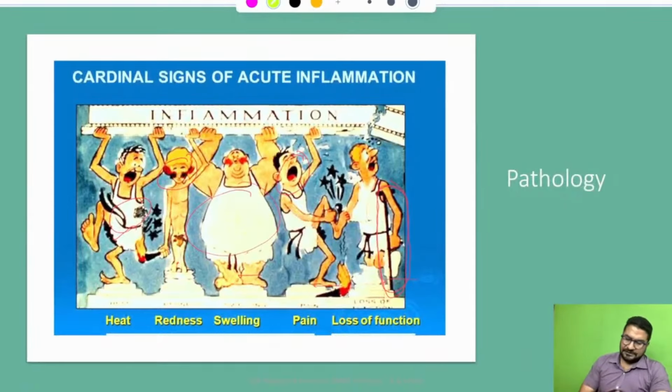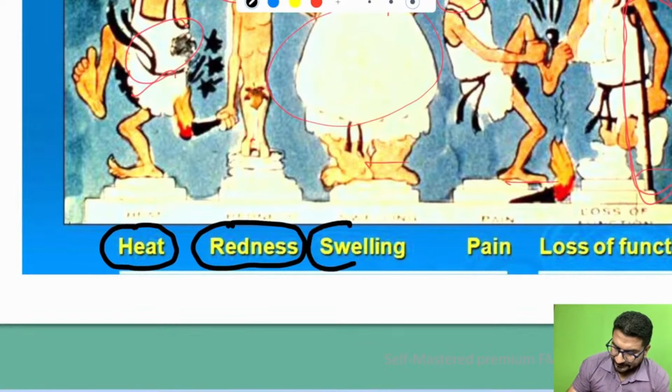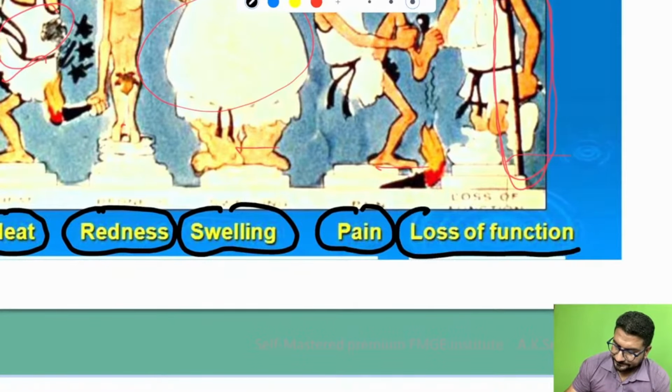Okay, now coming to some cardinal signs of inflammation. So inflammation के क्या क्या main signs होते हैं? So what are these cardinal signs? Right. कोई भी inflammation होगी तो उसके कुछ signs होंगे. Starting with the first thing, there will be heat, there will be redness, you can see swelling, pain होगा, and loss of function.